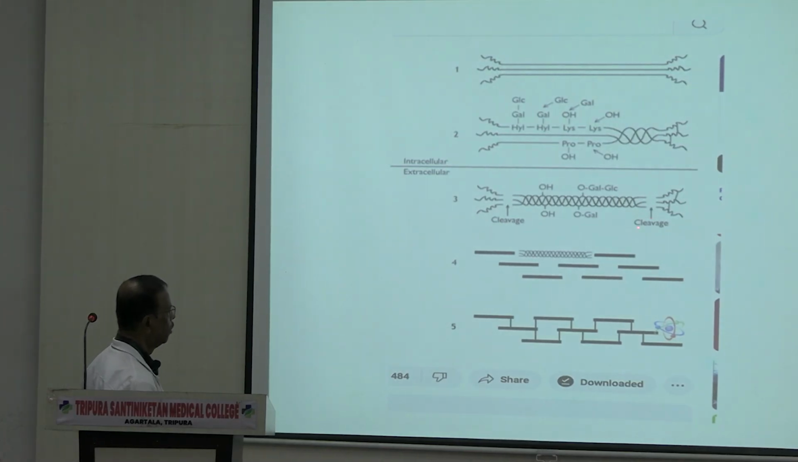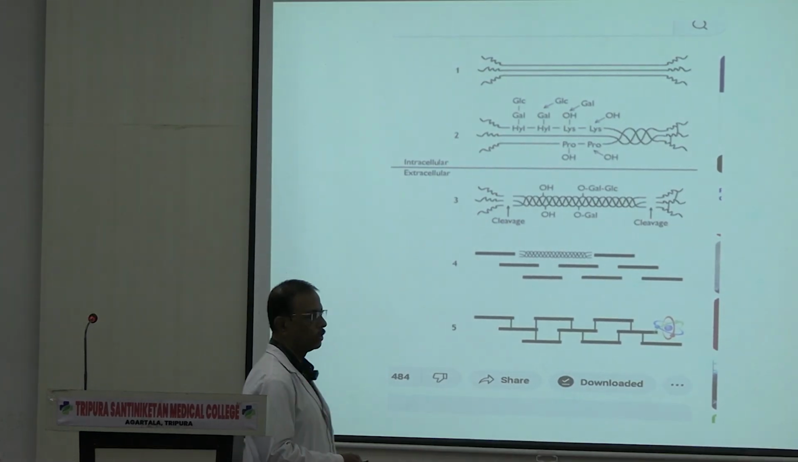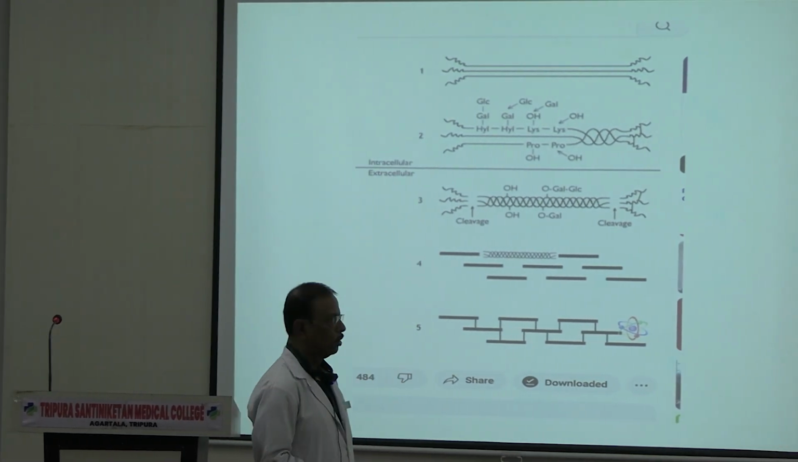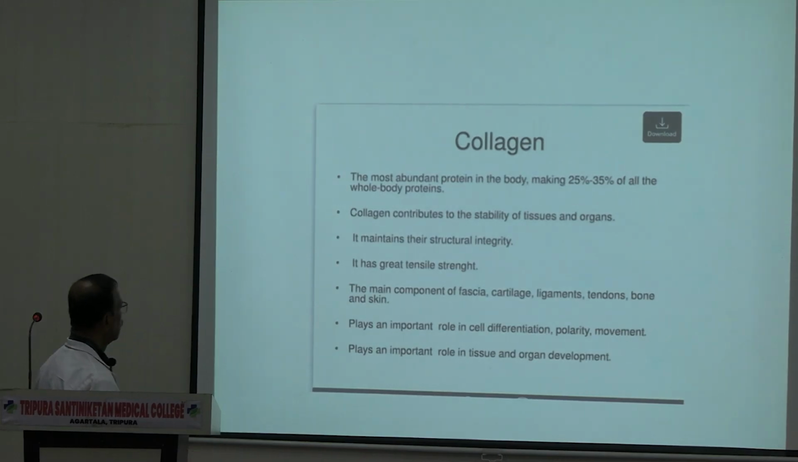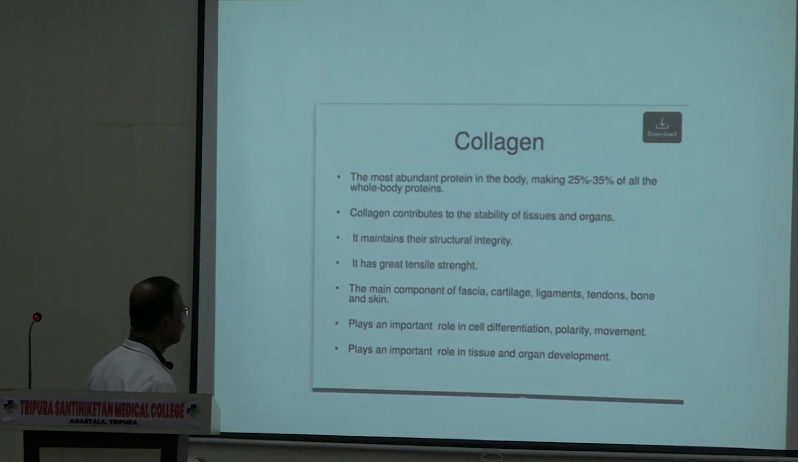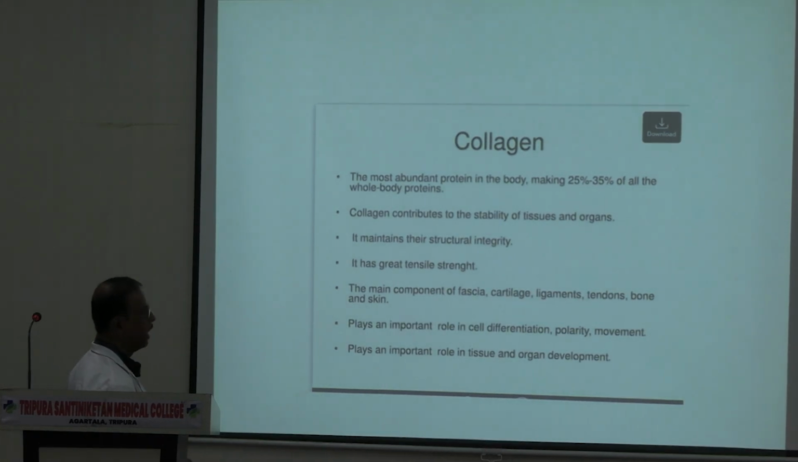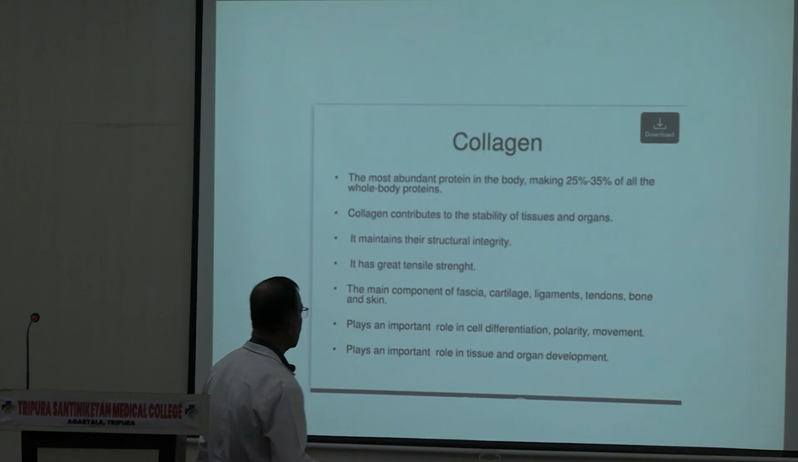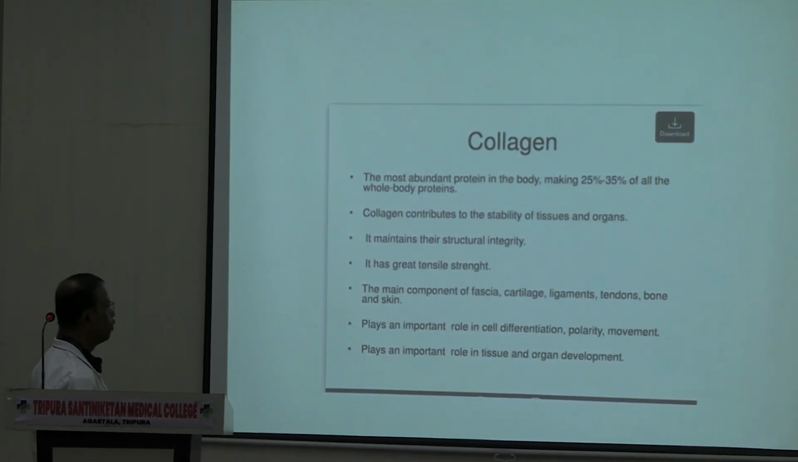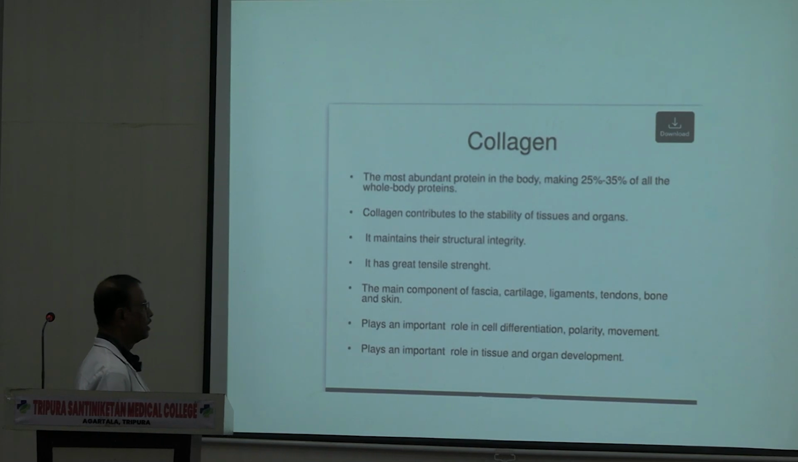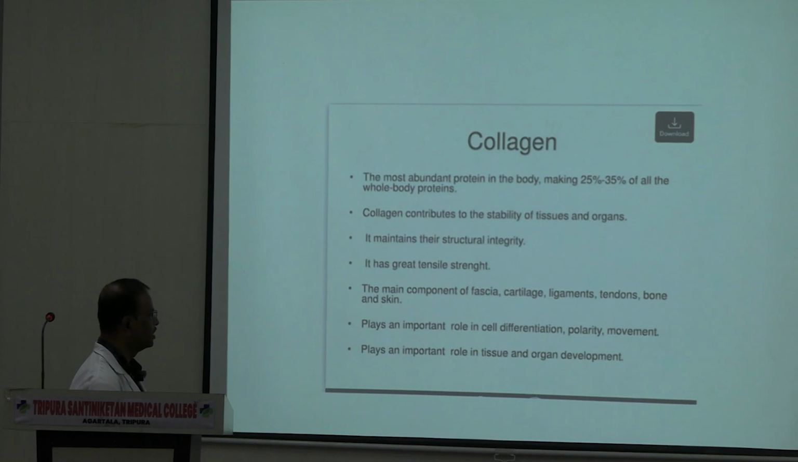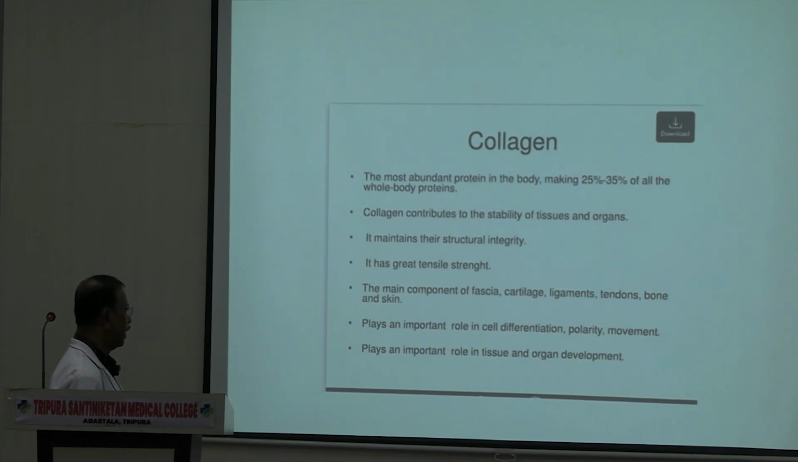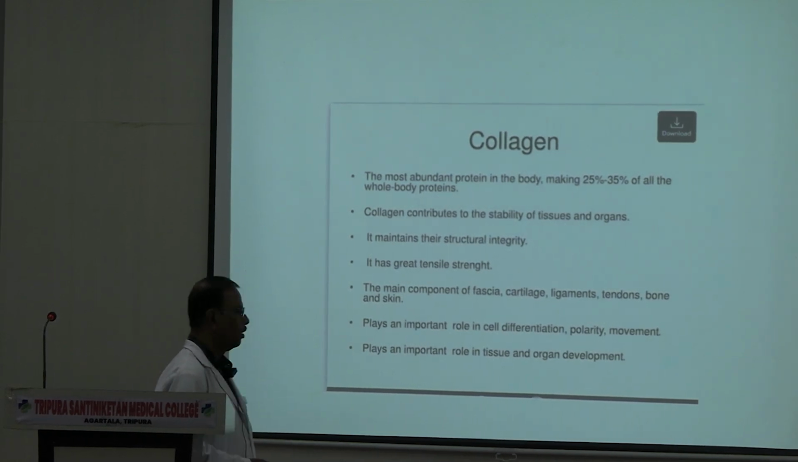Here is the cleavage in the amino terminal by the amino peptidase, and in the carboxy terminal by carboxy propeptidase. Now its function: collagen contributes to the stability of tissue and organ, maintains structural integrity, has great tensile strength, is the main component of fascia, cartilage, ligament, tendon, bone and skin, plays an important role in cell differentiation, polarity, movement, and plays an important role in tissue and organ development.